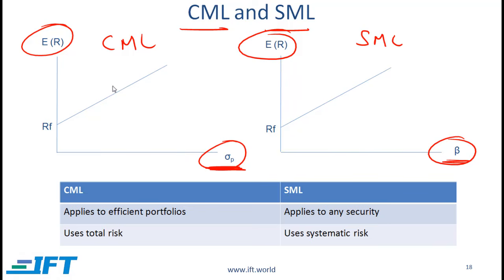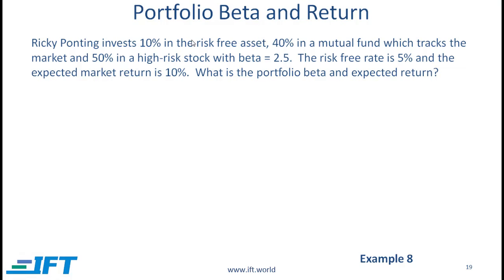Also, remember how we created the CML. We created the CML by considering the efficient market frontier, and then the efficient risky portfolio, which is the market portfolio. And then we connected this point to the market portfolio. In other words, the CML applies to efficient portfolios. SML, however, applies to any security, whether it is efficiently priced or not. Again, I want you to do the example before you look at the solution.